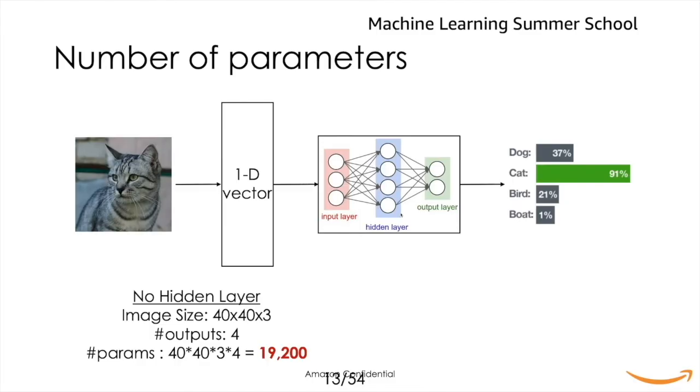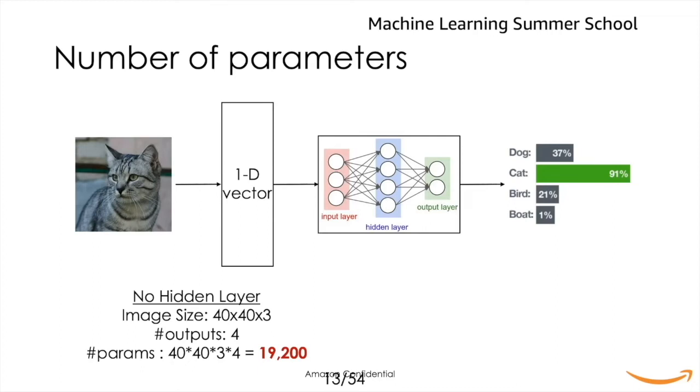Now let's look at the number of parameters required to do this. Let's consider a small image, an image of 40 cross 40 cross 3, where 3 is the number of channels. And you're classifying it into just 4 classes, so your number of outputs is 4. And you don't have a hidden layer, so you just have an input layer directly connected to the output layer. What is the number of parameters that the neural network will have? The number of parameters will be 40 into 40 into 3 into the number of outputs 4, which will be approximately 20,000 parameters. So for a small image, this is rather a lot of parameters.